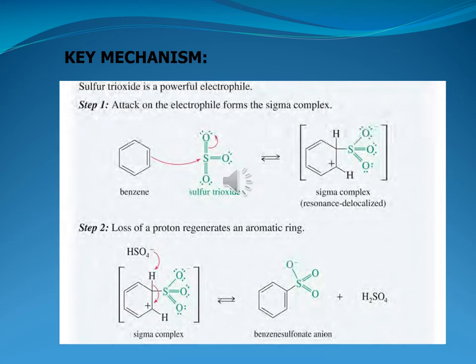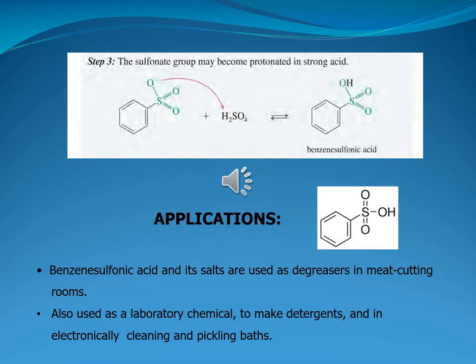In the second step, the bisulfate, which behaves as a base, deprotonates the electron deficient carbon atom of the benzene molecule, that is called the sigma complex. In this way, sulfuric acid is regenerated, which works as a catalyst, and we obtain a benzene sulfonate anion. In the third step, the sulfonate group of the benzene molecule becomes protonated by a strong acid. In this way, we obtain the target compound, that is benzene sulfonic acid.